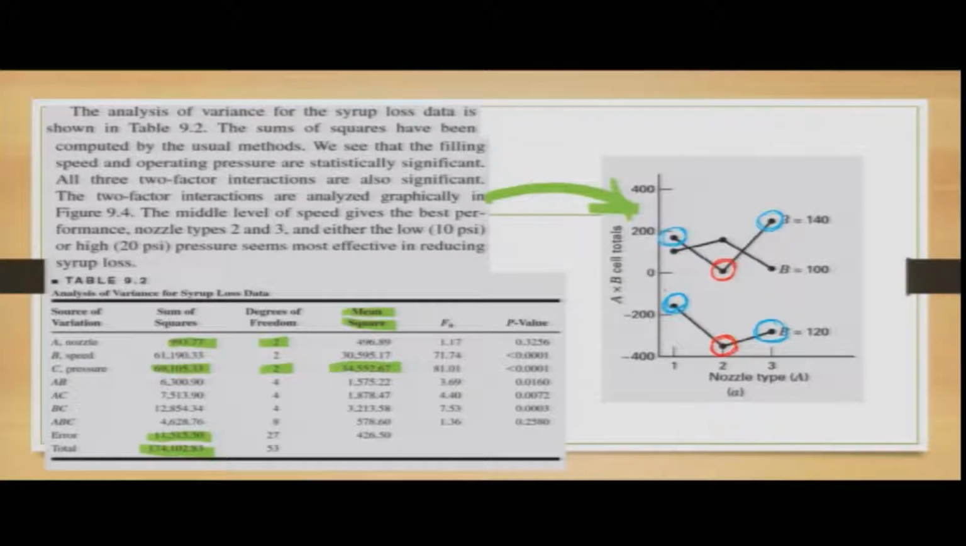The two factor interactions are analyzed graphically in the figure which I have just marked here with this arrow. And if you see, the middle level of the speed gives the best interaction. So, the middle level of the speed where I am hovering, the red highlighted part or red circle part, are at the minimum level, because they give the best so called prediction.